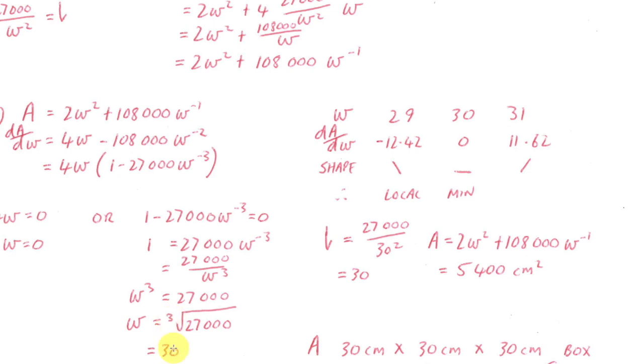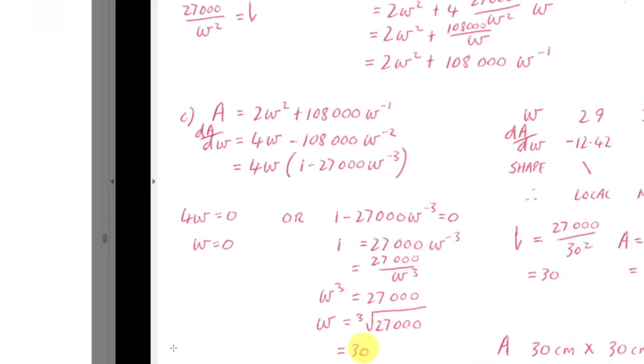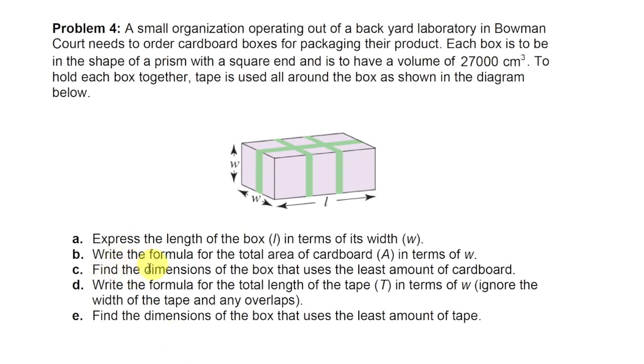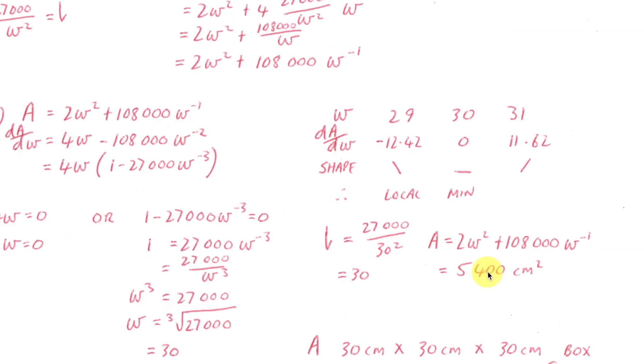Now, the question did ask us to find the minimum. So write down, find the dimensions so that we have the least amount of cardboard. So we're talking about the minimum. So I come up with the sign diagram. So W, I've got my 30.